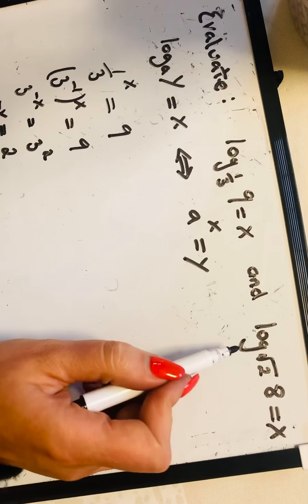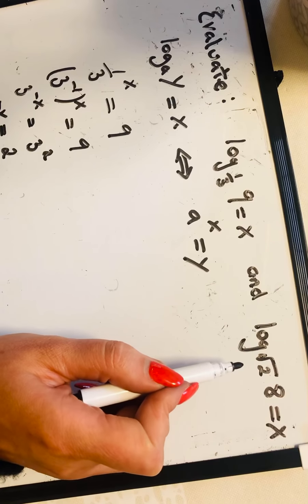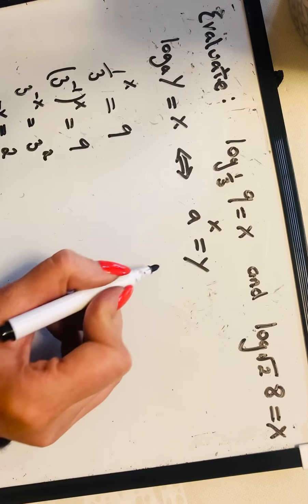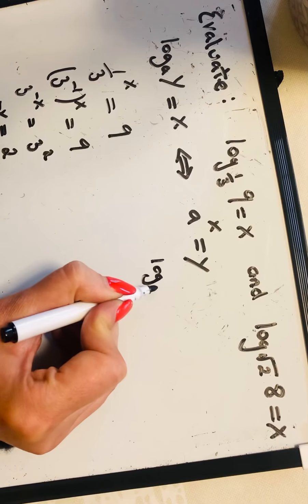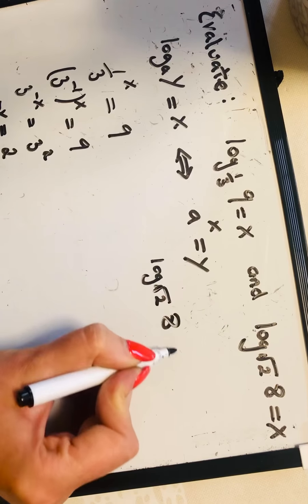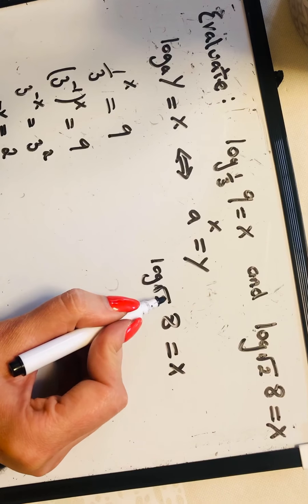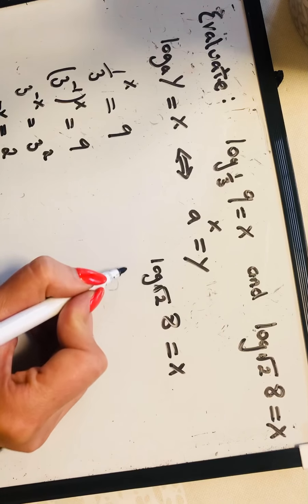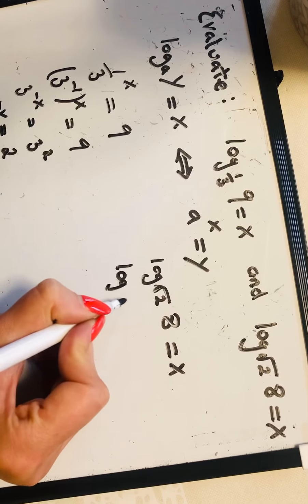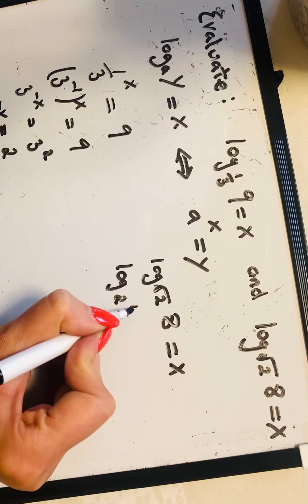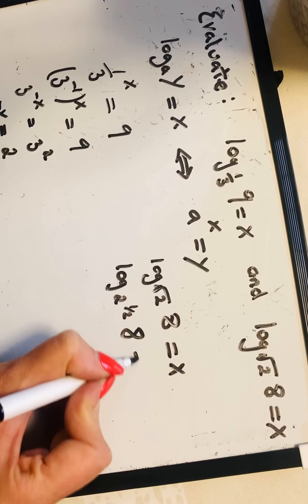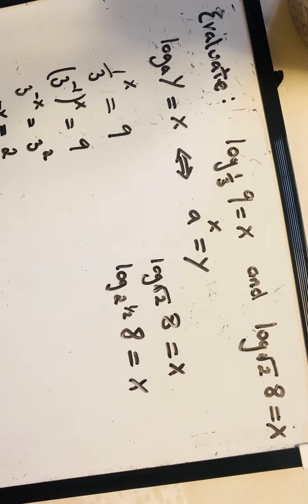We also have this question over here. So before we begin, we're actually going to transform this. So we have log root 2 of 8 is equal to x. We know that if we have a square root, that's also a power. So we're going to say log base 2 to the power of a half of 8 is equal to x.